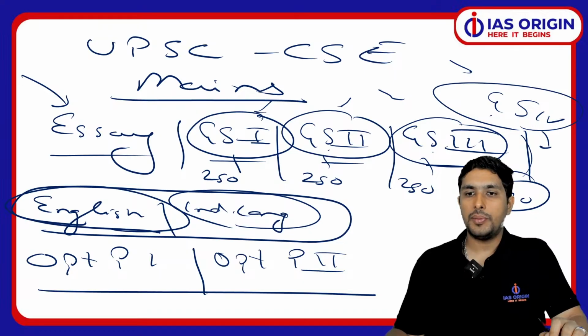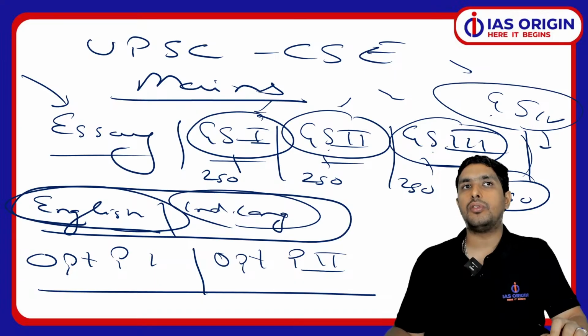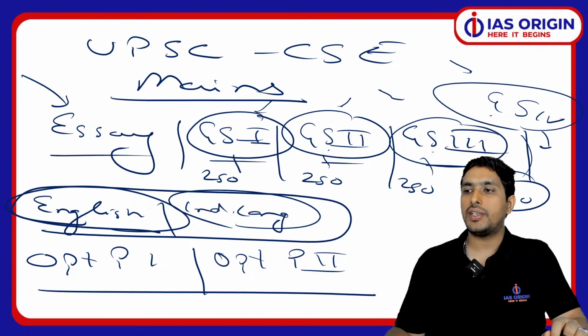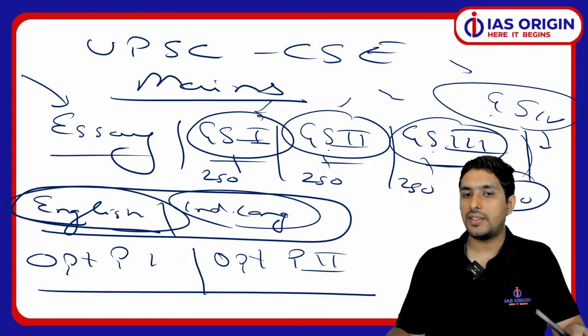If there is any doubt, please tell me. But in each mains GS paper, you will have 20 questions only. The first 10 questions are 10 markers, then we have 15 markers questions. So this is precisely the point.